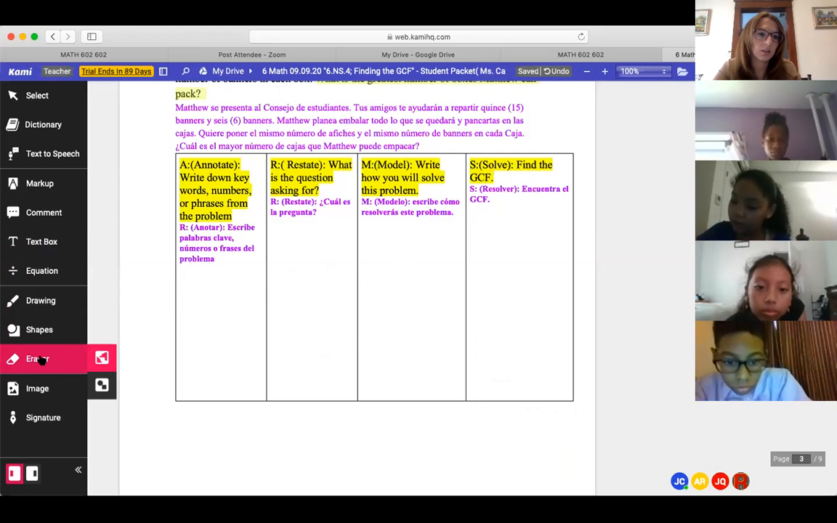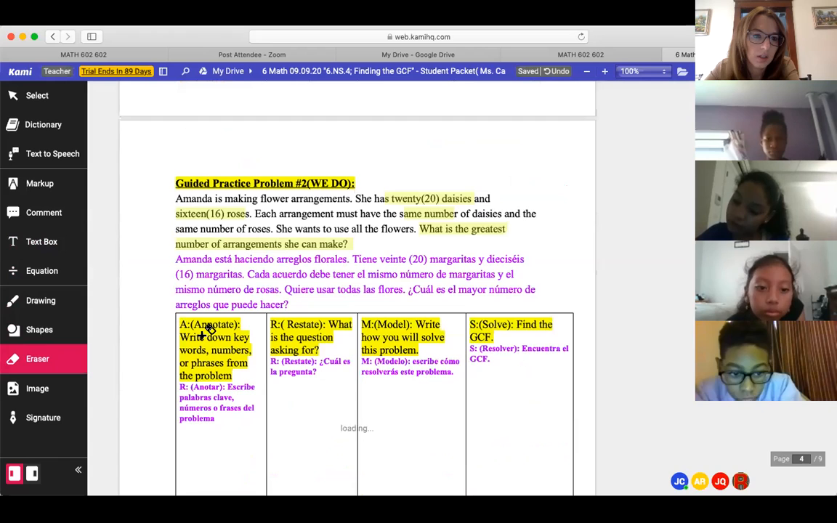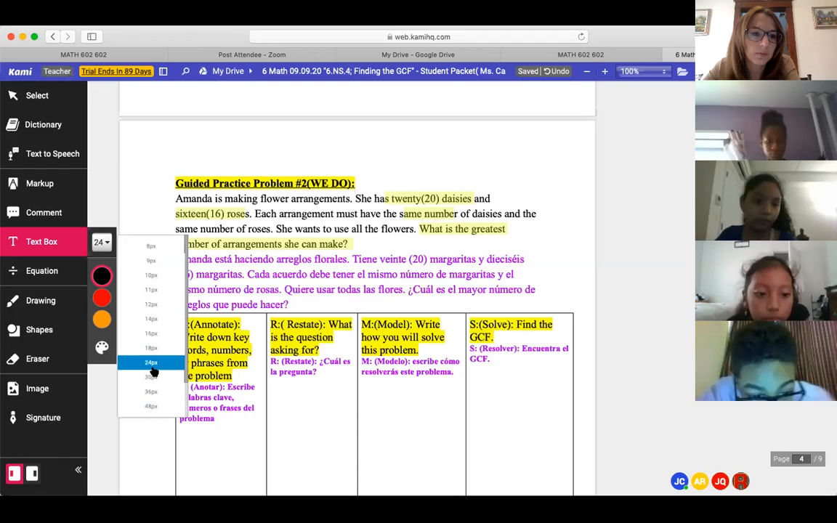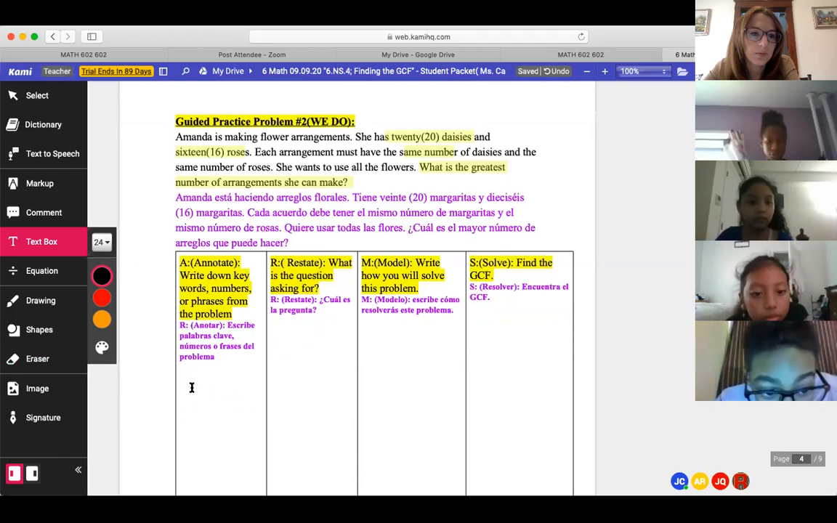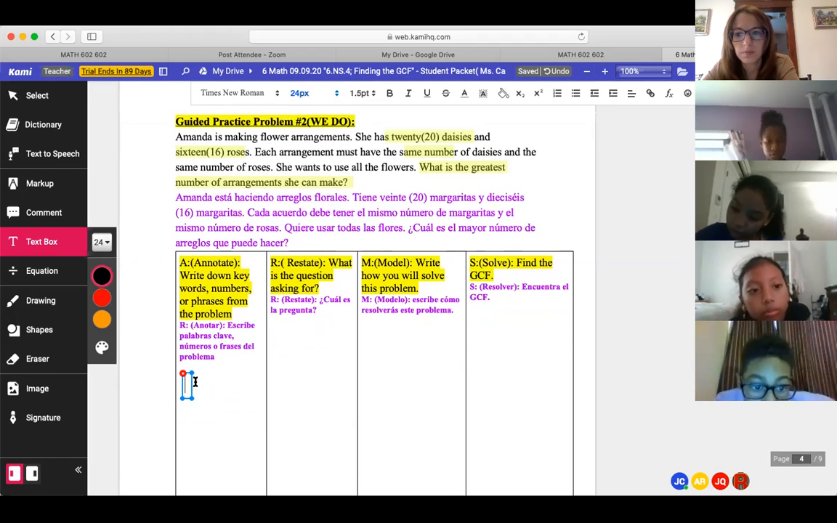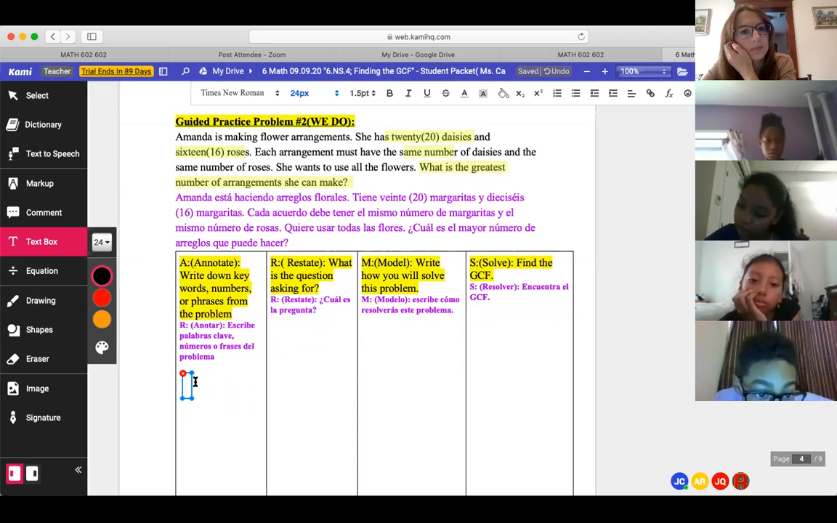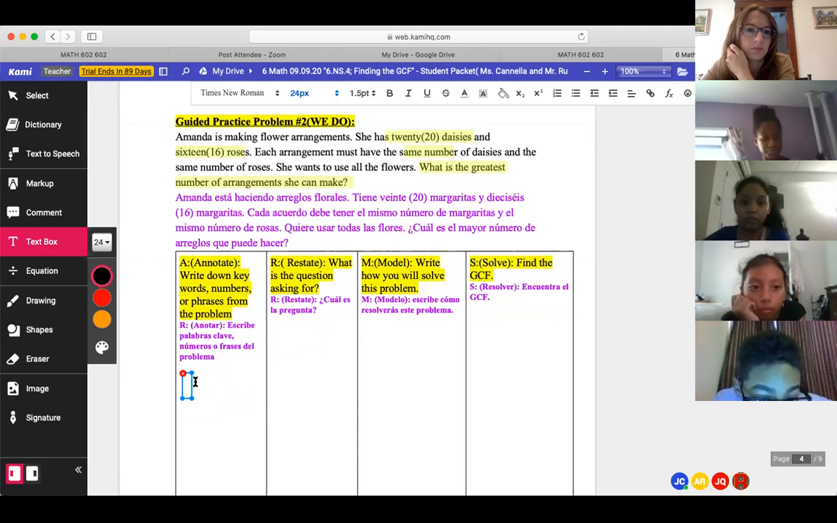This one's going to be Mr. R. All right. So Amanda is making flower arrangements. She has 20 daisies and 16 roses. Each arrangement must have the same number of daisies and roses. She wants to use all the flowers. What is the greatest number of arrangements that she can make?